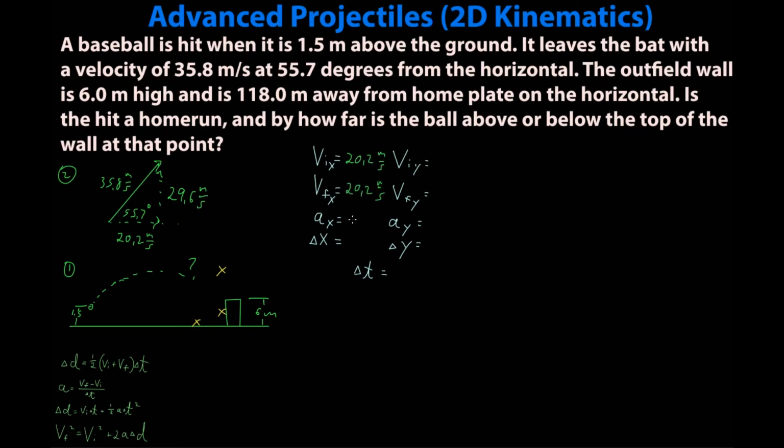So the final acceleration on the x-axis is 0 meters per second squared. I'll put in the y right now as well, negative 9.8 meters per second squared because we are on Earth. Viy, positive 29.6 meters per second. Okay, here's the deal, and this one's a little different, and it's why I chose it.